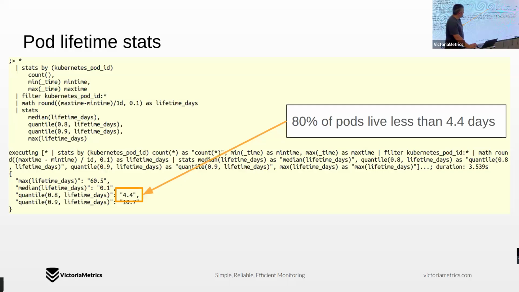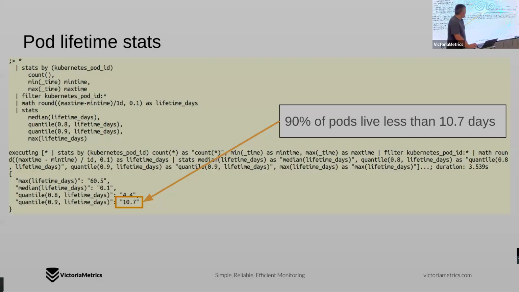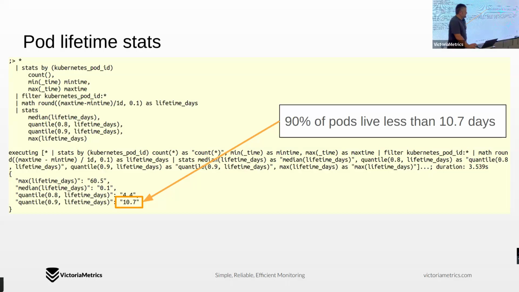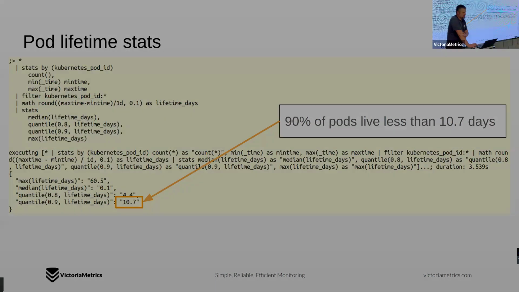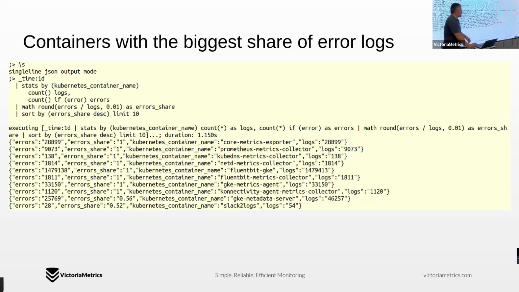And 80% of pods live less than 4.4 days. And 90% of pods live less than 10.7 days. So that's just a typical Kubernetes installation where everything is in flux.